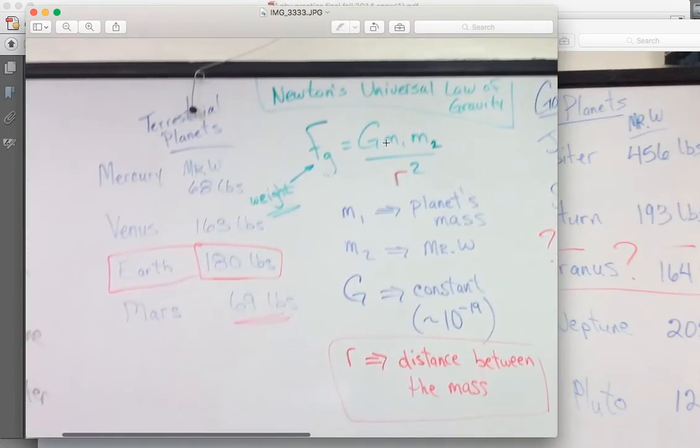So looking at that, if you increase the numerator, you will increase the weight. Now, the same thing, if you increase the denominator, increase this distance between yourself and that planet, an increase in the denominator will make you get a smaller answer for weight.